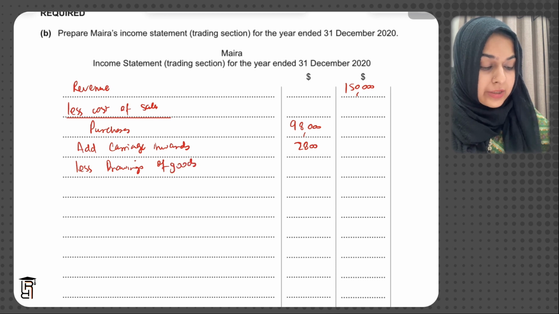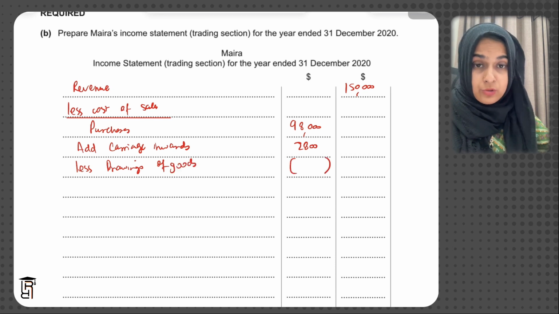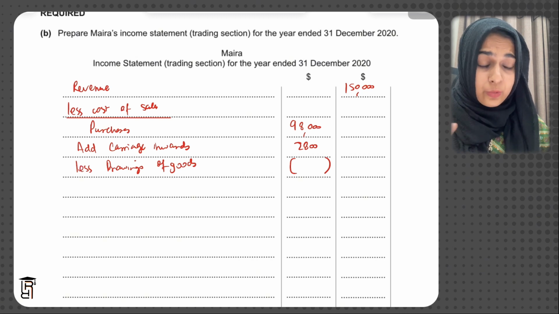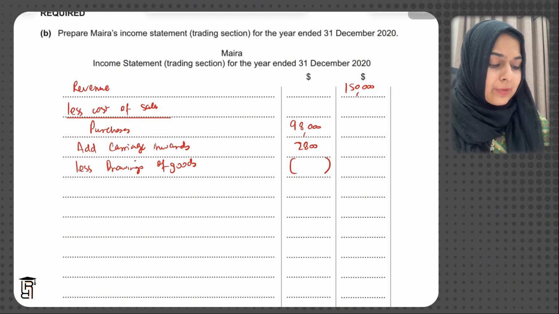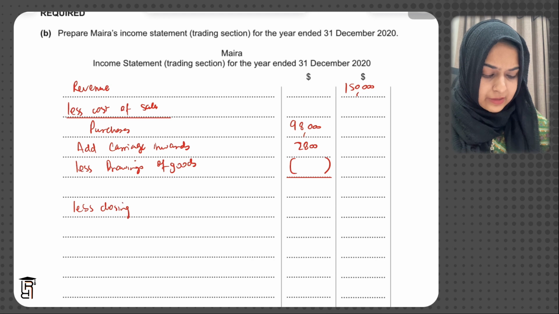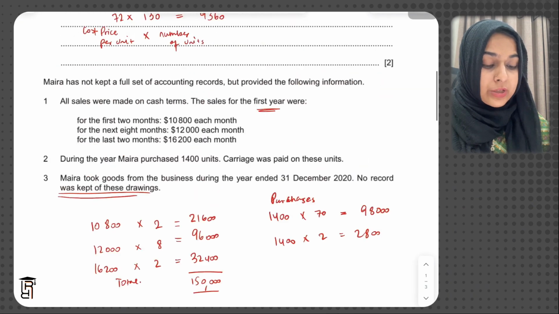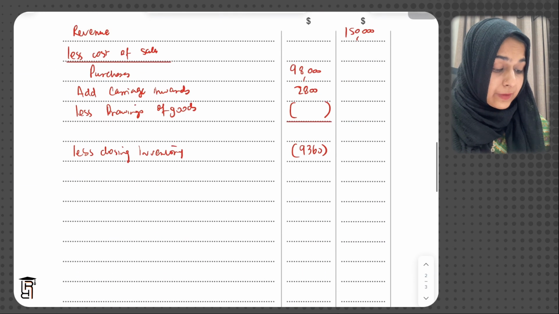And I don't know what is the amount for drawings of goods. We don't know this. In the question, they haven't said anything clearly. They don't have any record of how much was drawings of goods. But I will eventually find it out. So whatever the value comes out to be, I need to subtract closing inventory from this. So I'd write here less closing inventory. And closing inventory here is 9360, which I have calculated in the first part of the question.